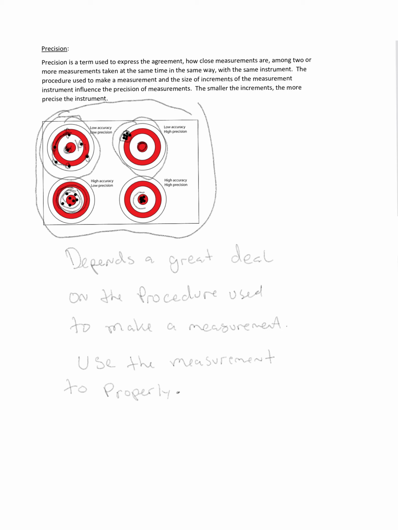So the precision was fairly low, but the accuracy was higher. Now we get to this one, the lower right hand one. This bullseye shows that all the shots are very close to the very center. So we had both a high accuracy and a high precision.